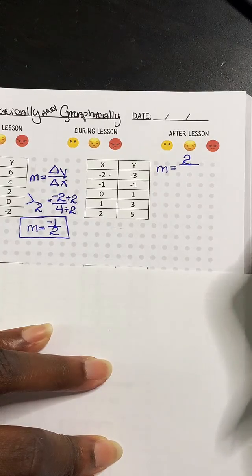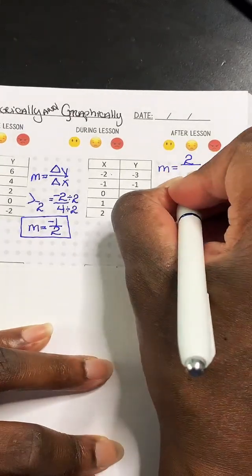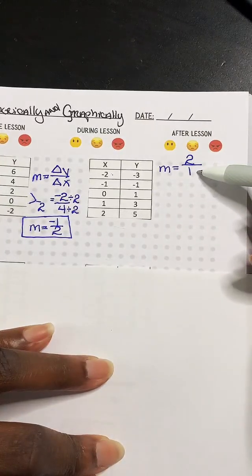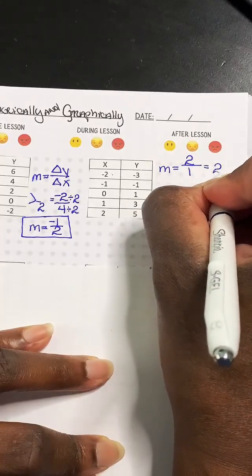Yes, increased by 1. Good. Miss T, awesome. By 1. So we're increasing by 1. So now we have 2 divided by 1, which is simply, we can say the slope is 2.